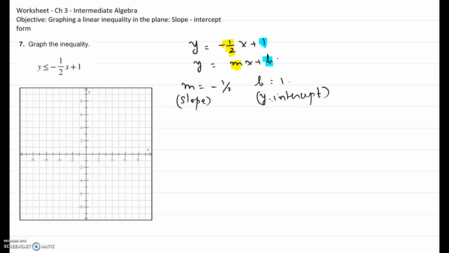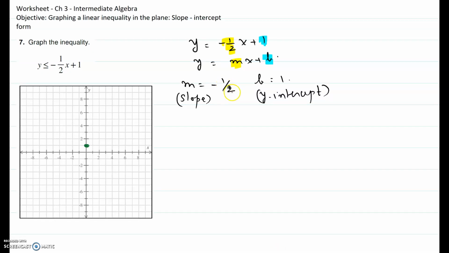We have to start with the y-intercept 1. So we'll mark that point 1 on the y-axis. And then the slope is negative 1/2. So which means negative 1 down and 2 units to the right.